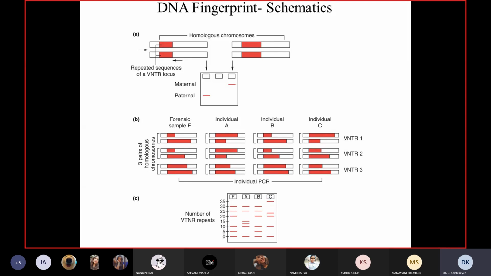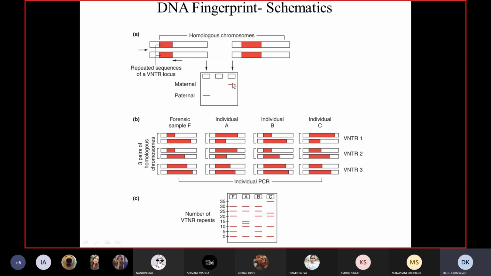So this is just showing you an example of two parents, maternal and paternal homologous chromosomes, and they are looking at only one locus. Remember, the FBI looks at 13 different loci. We are looking at only one locus for the mother and father. Okay, when you do a PCR for this locus, and when you run a gel, you can see this repeat. The number of repeats is smaller in the paternal chromosome. The number of repeats is much higher in the maternal chromosome.